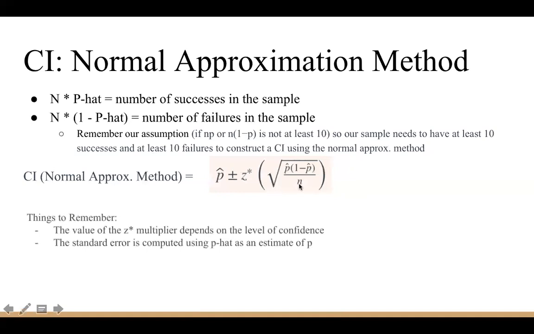So remember that the value of the z-star depends on the level of confidence. So we talked about before that for a 95% confidence interval, our z-star would be 1.96 or rounded up to 2. And then our standard error is computed using p hat as an estimate of p, which I already mentioned in the last slide.